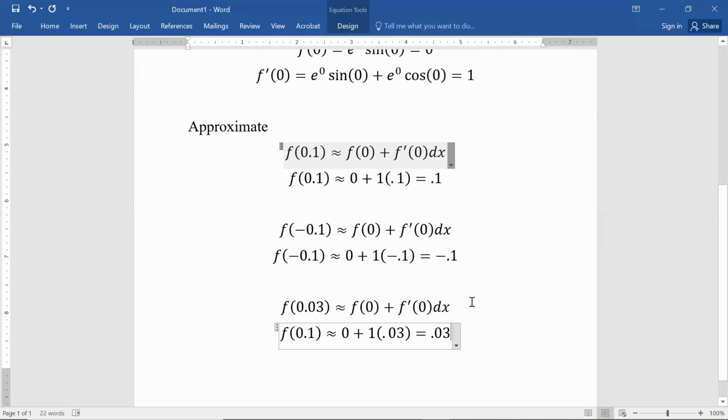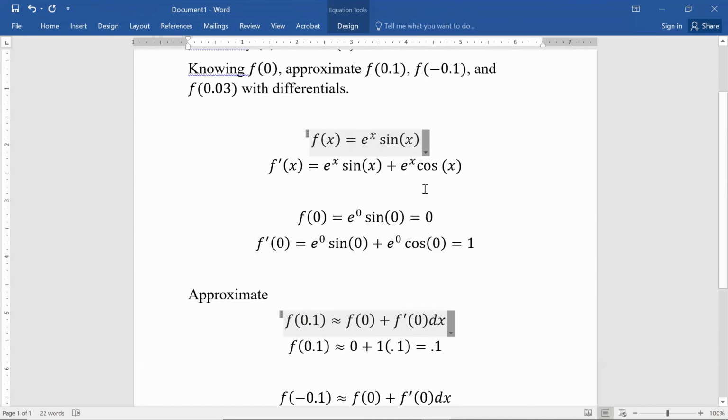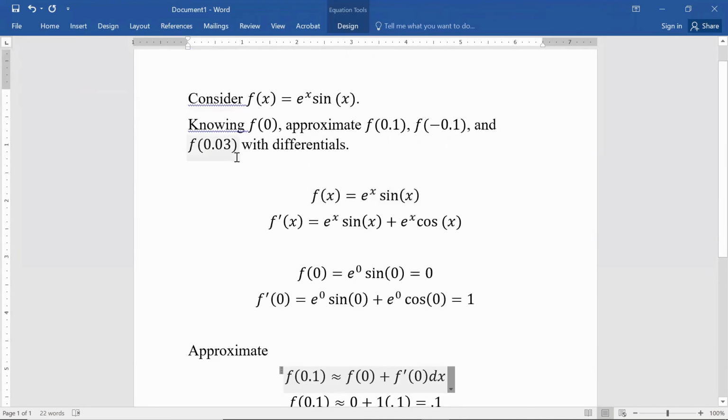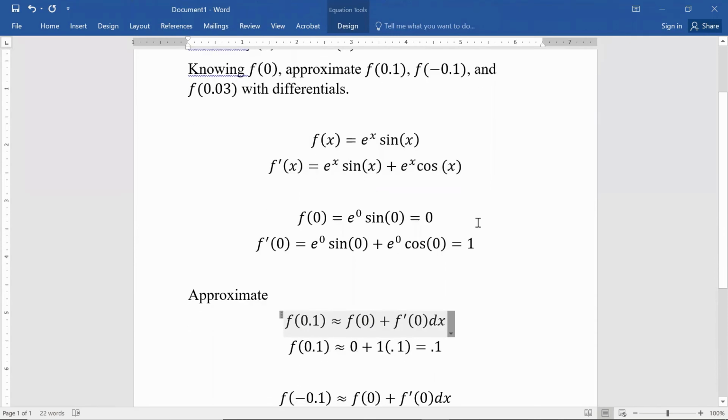So we see that this technique works no matter what types of derivatives we're taking. In this case, I had to use a product rule to obtain the derivative. But as you can see, it's pretty easy to plug in 0 into both this function and the derivative.